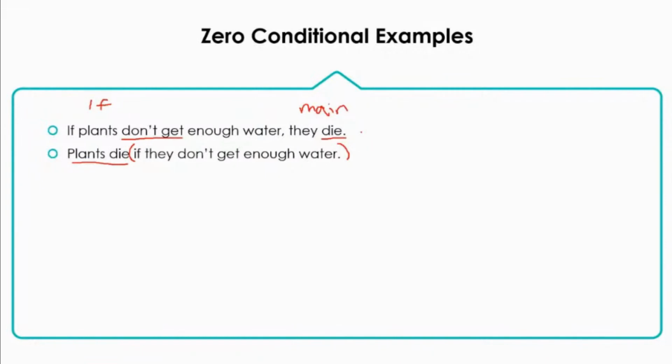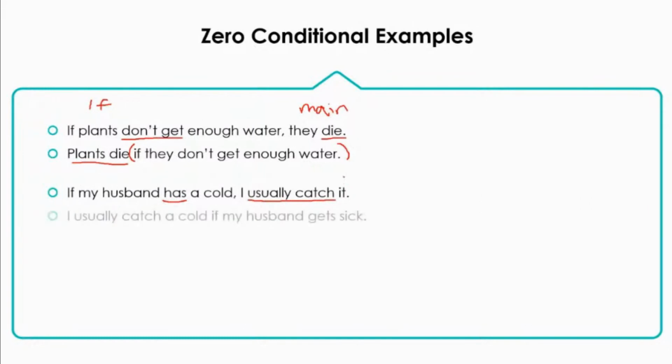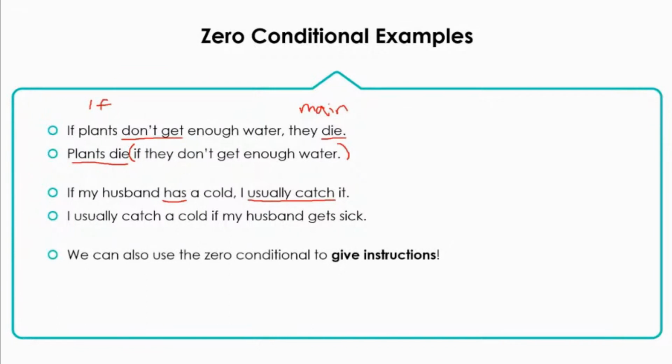Let's look at a couple more zero conditional examples. If my husband has a cold, I usually catch it. So here again, we're just using simple present, and we're using an adverb of frequency, which we always use with simple present. And again, we can also switch our clauses here. Our if clause and main clause, we can switch. I usually catch a cold if my husband gets sick. Okay, let's look at one more.